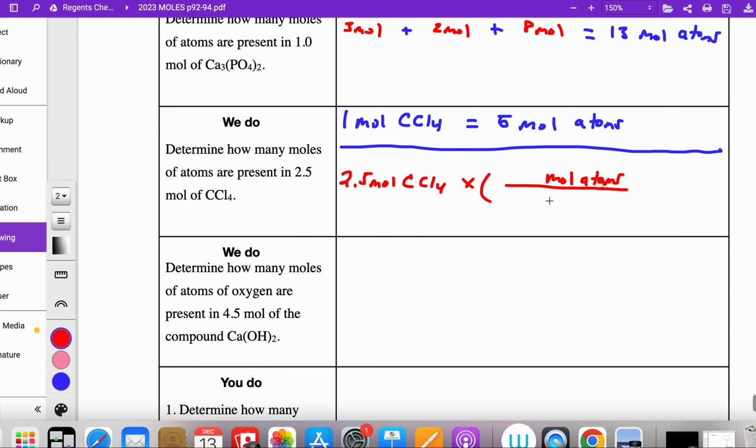I want to be able to cross off moles of CCl4. So what I put here is the relationship that we figured out up above. For every 1 mole of the carbon tetrachloride, there are 5 moles of atoms present. So now we do the math with the numbers. So we have 2.5 times 5, which will get us to 13.